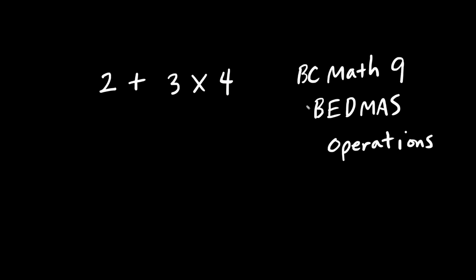Let's practice some BC Math 9 BEDMAS operations. What's 2 plus 3 times 4? Remember that we multiply before we add. So 3 times 4 is 12, and 2 plus 12 is 14.